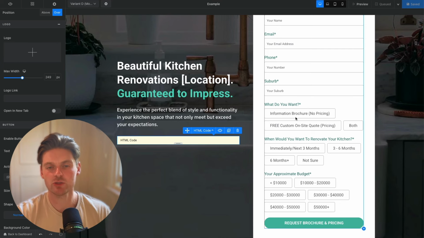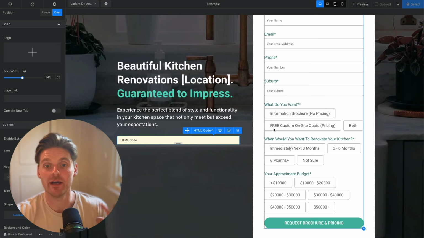Because if people are just wanting an information brochure, sometimes they just don't want to be contacted. They're at the start of their journey. It doesn't matter. If someone actually does want pricing, then they elect for a custom on-site quote, then you're starting to move them already down that sales journey without even needing to talk to them, because you are setting the expectation or the frame up front.